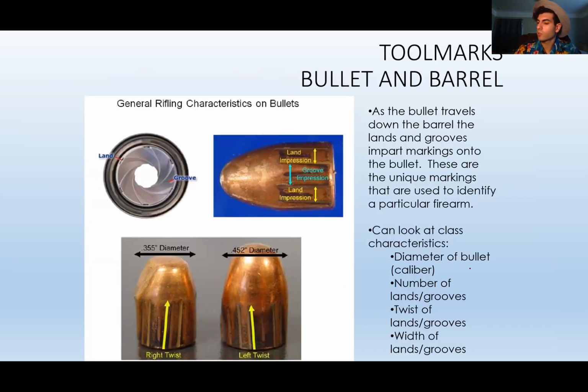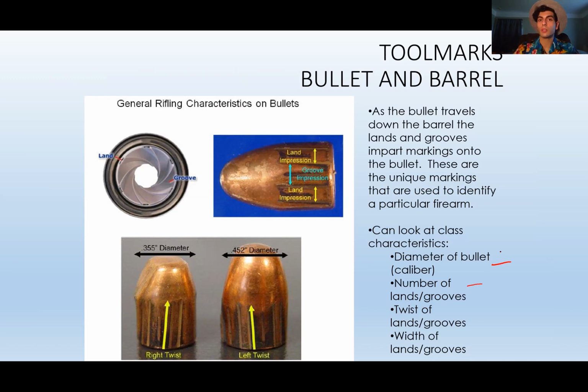So what are we looking at specifically? We'll look at the size of the bullet. We're going to look at the number of those twists, the number of the lands and the grooves, the direction of the lands and the grooves. It could be going in the right direction or it could be going in the left direction. So once we look at those class characteristics, meaning these are big things, many guns could have 7 lands and grooves, or many bullets can be 9 millimeters.